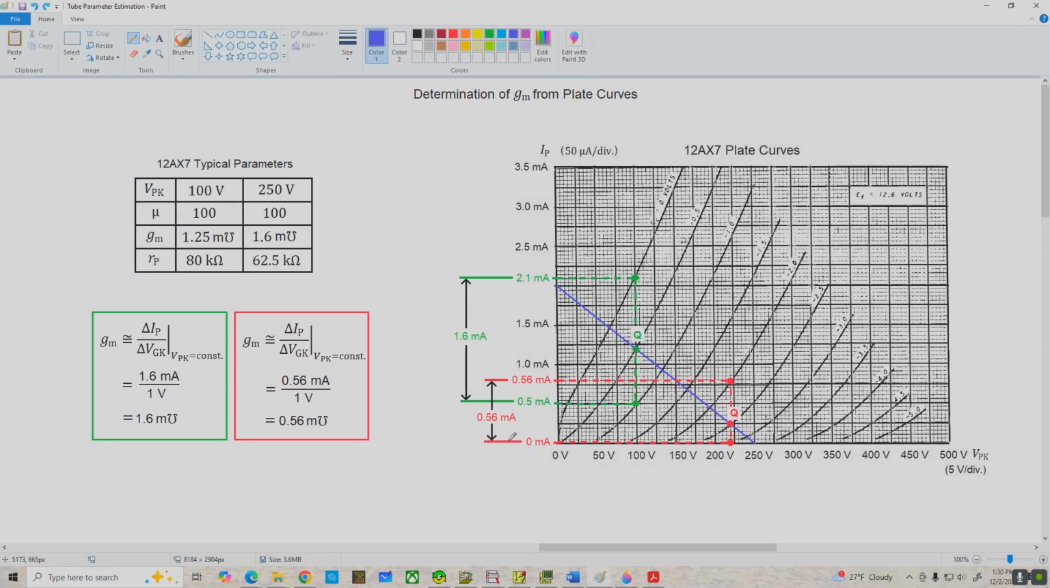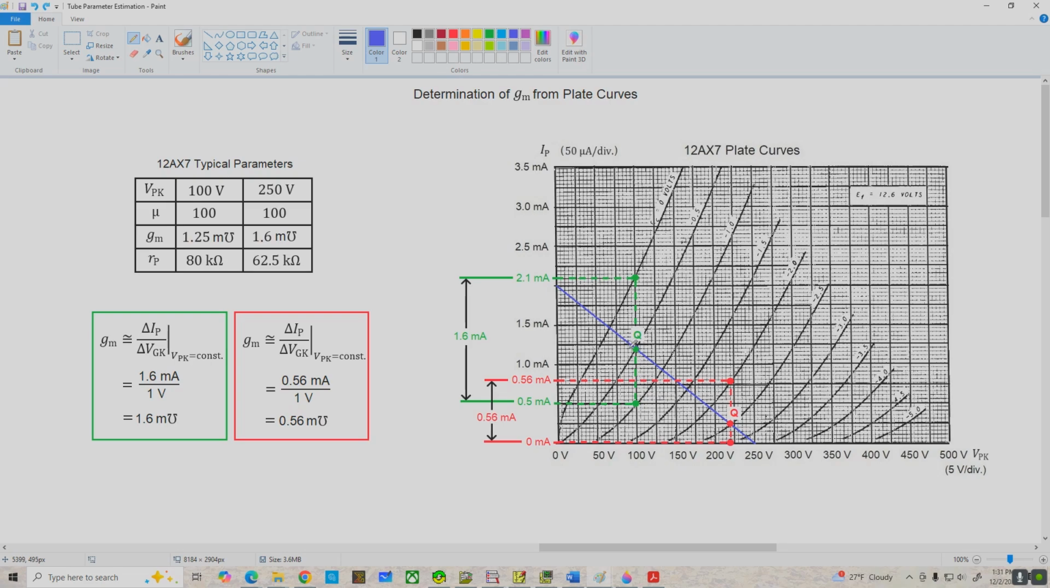Let's start by looking at our GM equation, which is delta IP over delta VGK. So what we're going to do is find a change in grid to cathode voltage and find the resulting change in plate current. So beginning with the green Q point, we'll use the curves on either side of our Q point curve. So that's VGK is 0 volts and VGK is negative 1 volts, so we've got a delta VGK of 1 volt. And that corresponds to a plate current change from 2.1 milliamps to 0.5 milliamps, which is a delta IP of 1.6 milliamps.